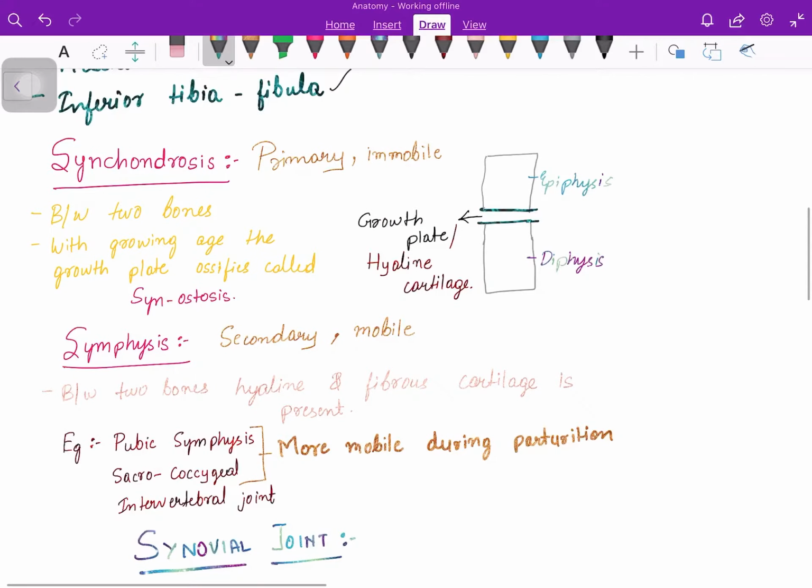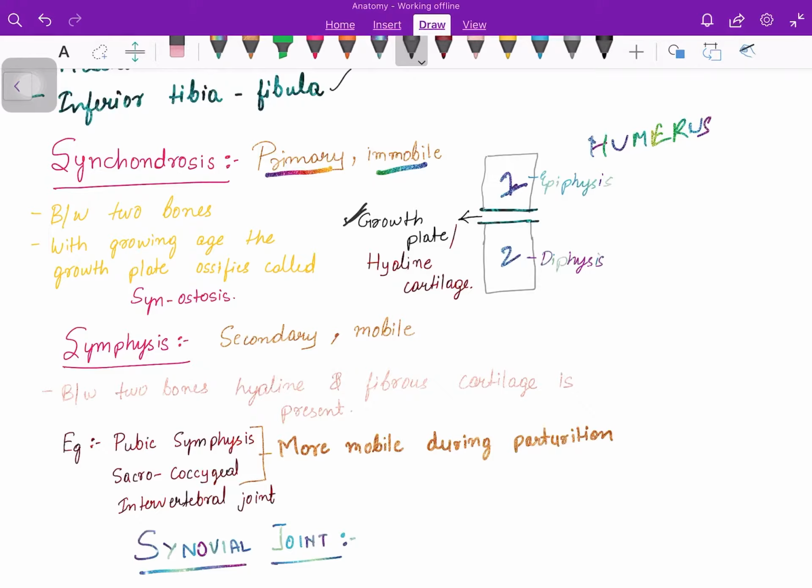Synchondrosis, also called the primary cartilaginous joint, is immobile. Synchondrosis is present in between two bones. For example, I have taken this, you can assume as humerus bone. These are the two parts of the bone. This is the first part, this is the second part. The first part is called the epiphysis and the second is called the diaphysis. In between the two parts of the bone, there is a growth plate. This is the growth plate, also called the hyaline cartilage.